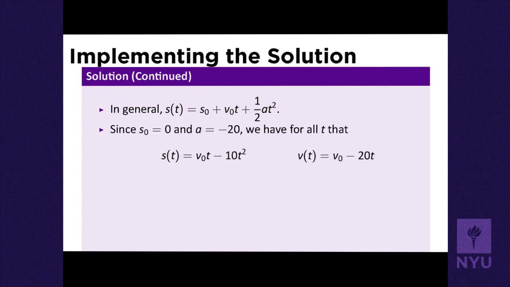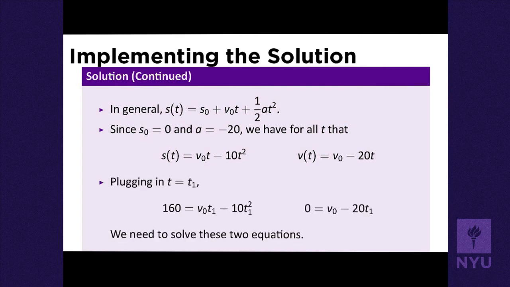And we know that the initial position is 0 because we said so. And we know that the final position is 160. And we know that the acceleration is negative 20. So we can put that into the equation. We get original velocity times time minus 10t squared because it's 1/2 acceleration times t squared. And the derivative of this function is v0 minus 20t.